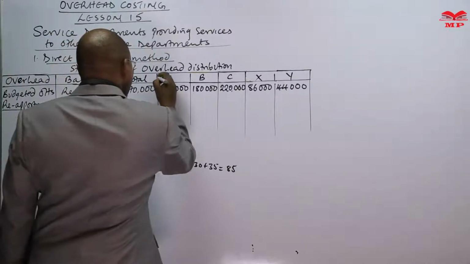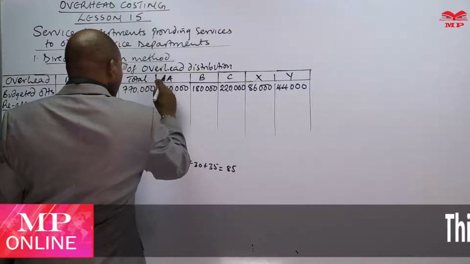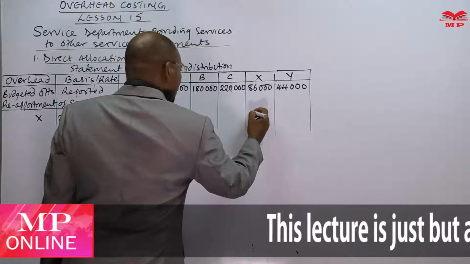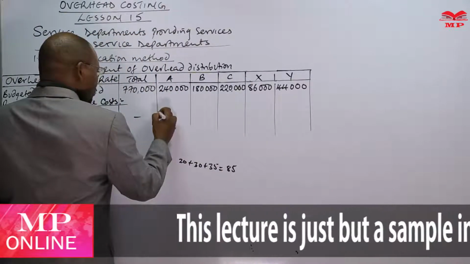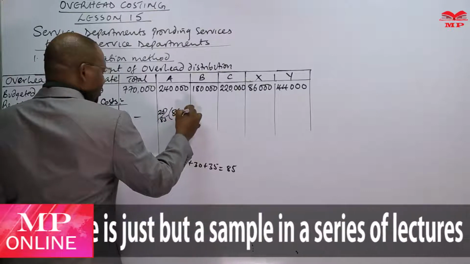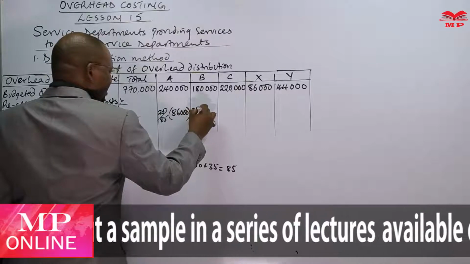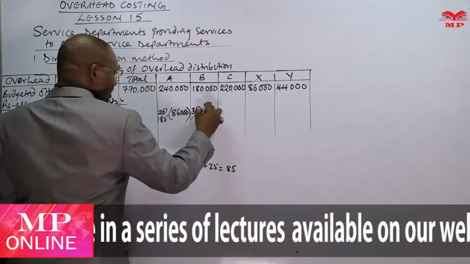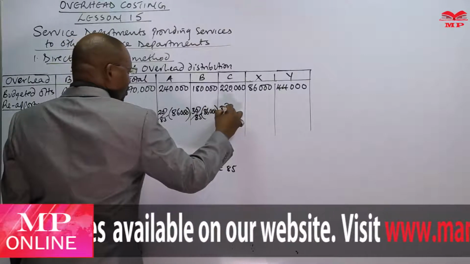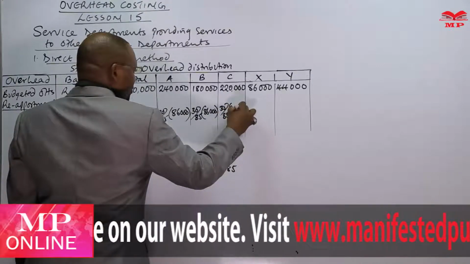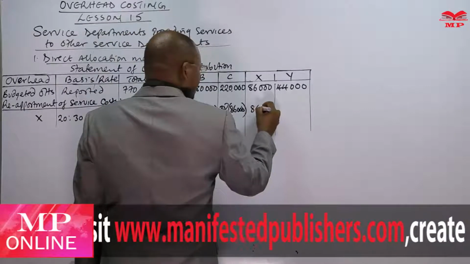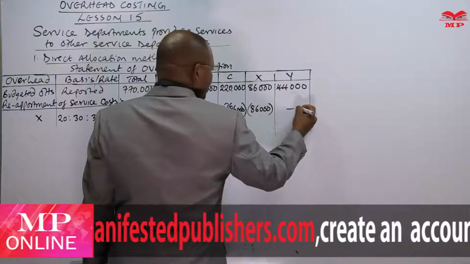For department A, it is this 86,000 we want to share. So we are going to have here 20 over 85 times 86,000, where this is 30 over 85, 86,000. This is 35 over 85, 86,000. Then this is the 86,000 we want to share, while this is dash.